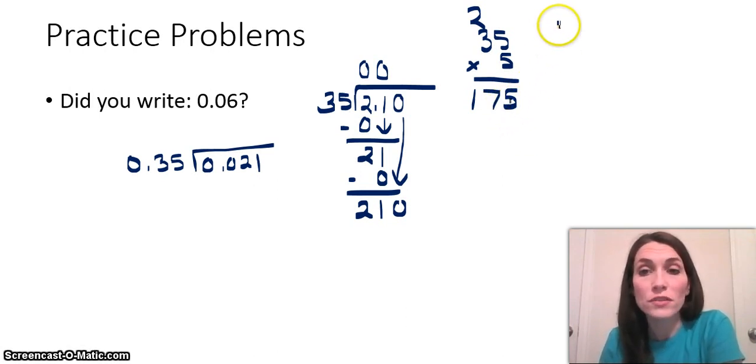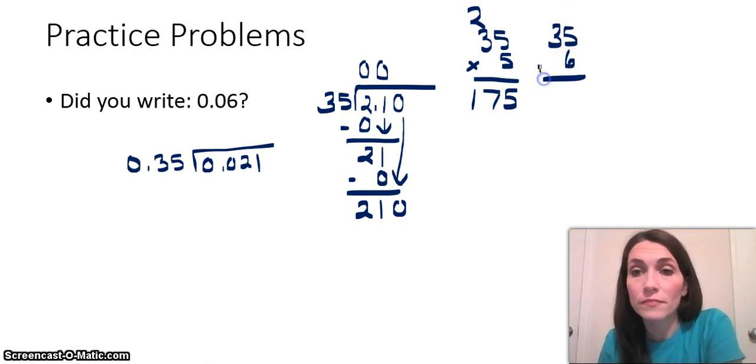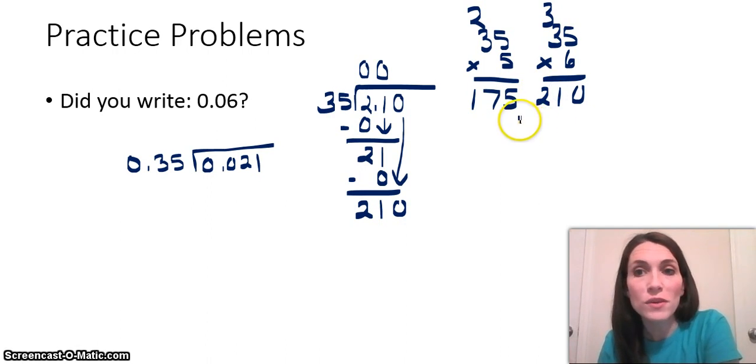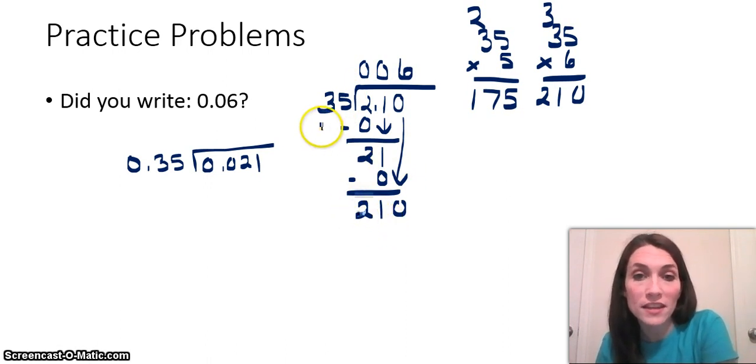That's not quite enough, so let me try 35 times 6. 5 times 6 is 30. 3 times 6 is 18, plus 3 more is 21. And I found what I needed, right? I can make 6 groups of 35 out of 210 things. So 35 times 6 is 210.